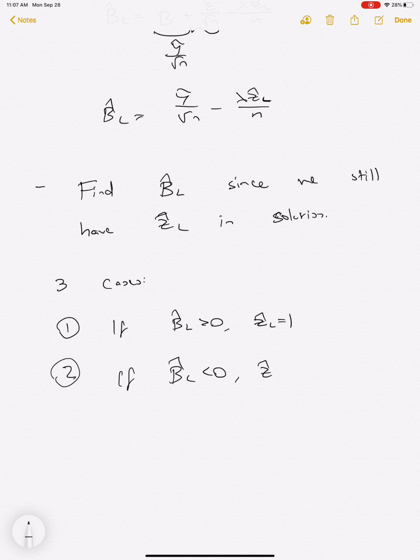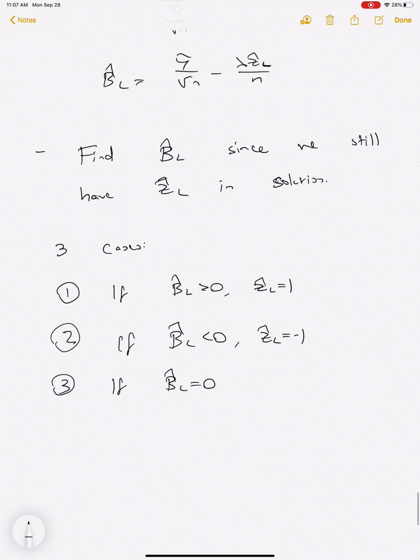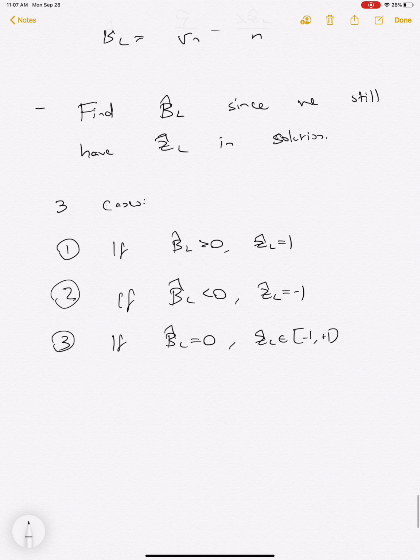If b hat L is less than 0, we get z hat L equals -1. And if b hat L equals 0, I guess we don't really know what z hat L is, but it should be between -1 and 1. It turns out that we don't really need to know what it is, because what we can then do is just plug it in.